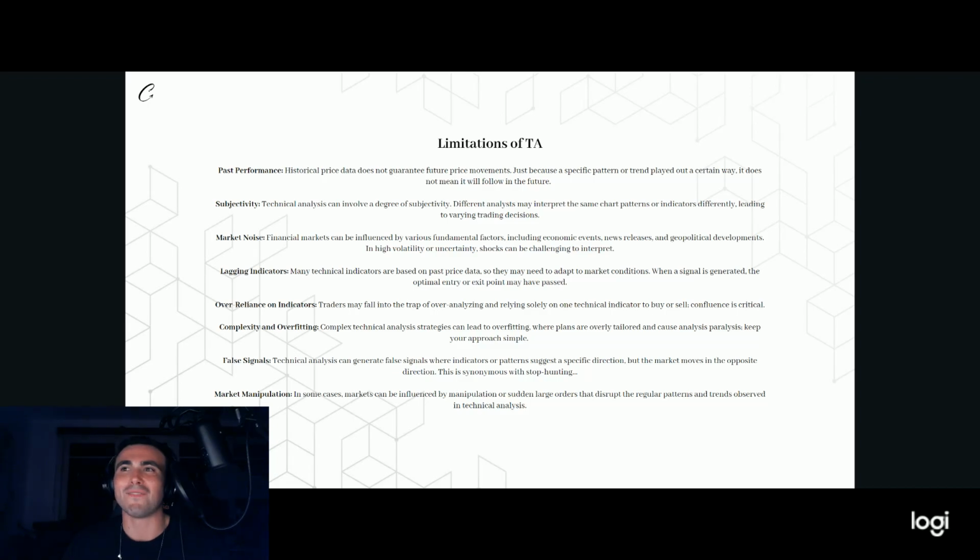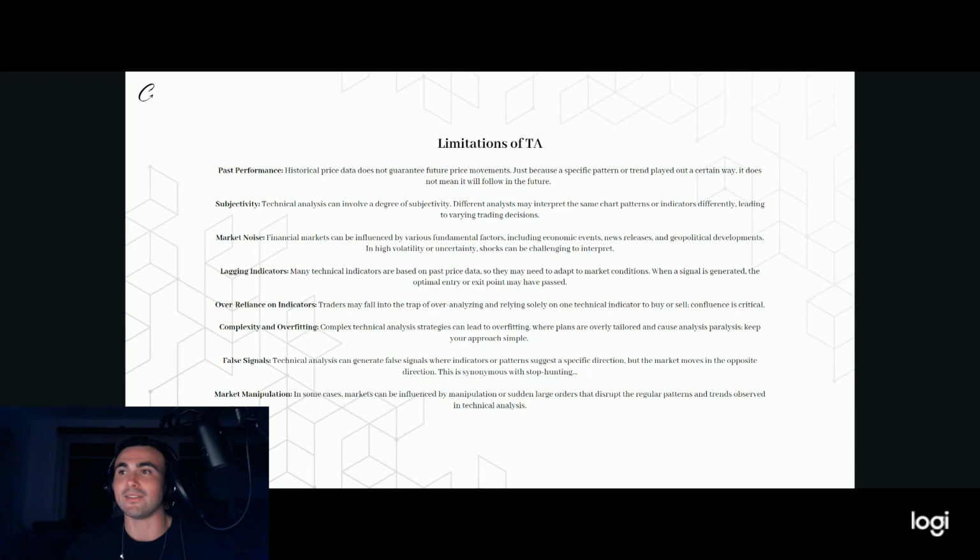Market noise. Financial markets can be influenced by various fundamental factors, including economic events, news releases, and geopolitical developments. In times of high volatility or uncertainty, shocks can be challenging to interpret. Lagging indicators. Many technical indicators are based on past price data, so they may need to adapt to market conditions. When a signal is generated, the optimal entry or exit point may have passed, which is essentially why we don't chase breakouts and wait for a retest. These indicators are good points to pinpoint where a retest shall occur.